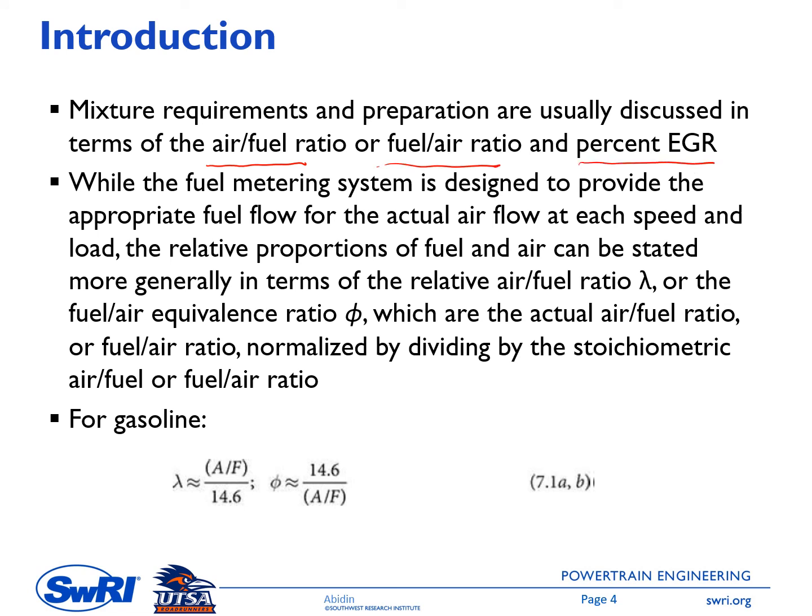In chapter 3, I introduced two parameters. Number one is the relative air-fuel ratio, lambda. This is the ratio of the actual air-fuel ratio to the stoichiometric air-fuel ratio. Or the equivalence ratio, phi. This is the ratio of the actual fuel-air ratio to the stoichiometric fuel-air ratio. And this is the formula for lambda and phi, and this is for gasoline. So gasoline has a stoichiometric air-fuel ratio of 14.6. Okay, and you remember if phi is above 1, then we have a rich mixture, below 1 is a lean mixture. Lambda above 1 means we have a lean mixture. Lambda below 1, we have a rich mixture.